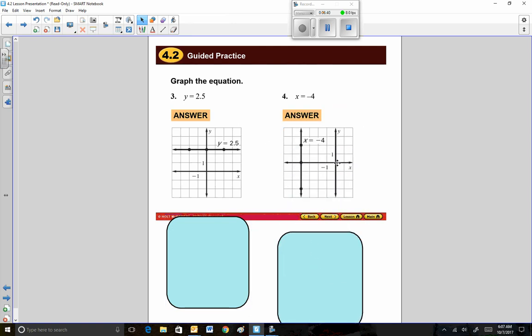X equals -4. Here's the origin. Go over -4, put a point. Everywhere on this black line, x equals -4.